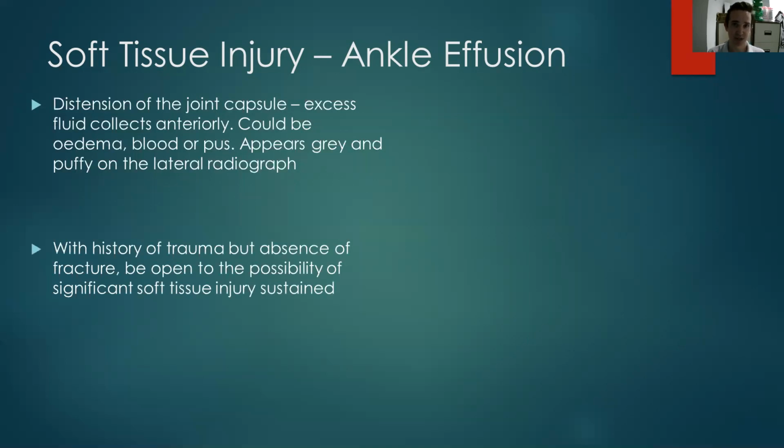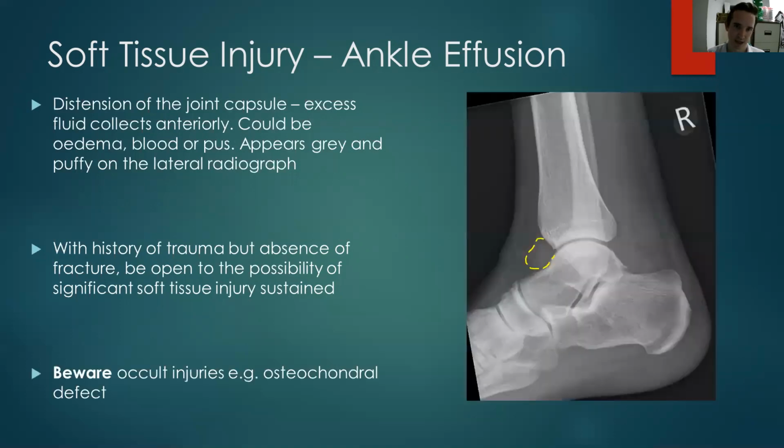On your lateral view, we will see it as an area of grey puffiness in front of the ankle joint. The thing with the joint effusion is that it should just raise your index of suspicion that perhaps there is something amiss going on here. There may be an occult injury, not definitely, but there may be. If you see your joint effusion on the lateral view, you should be on high alert. You should really be having a second check. The patient has sustained a significant injury, which is why they do have an effusion. We want to make sure we don't miss a subtle fracture, such as an osteochondral defect, which we'll discuss in a bit more detail later on.